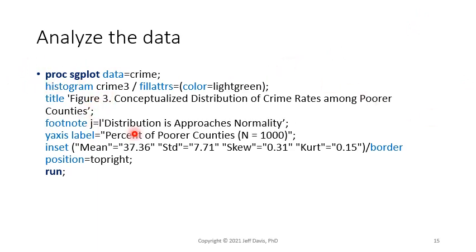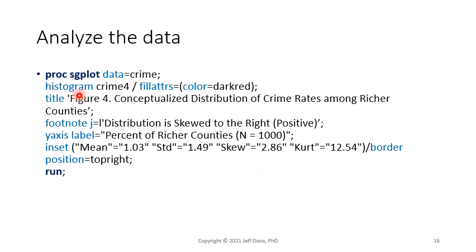Same thing here. Figure 3, conceptualized distribution of crime rates among poor counties. Again, the distribution is approaching normality. Inset, and then positioning. Same thing here for crime 4, crime rate. This is for richer counties. Percent of richer counties. Mean, standard deviation, skewness, kurtosis.